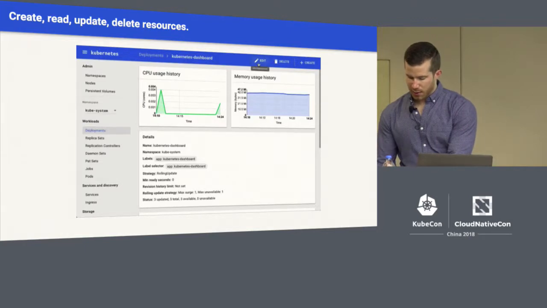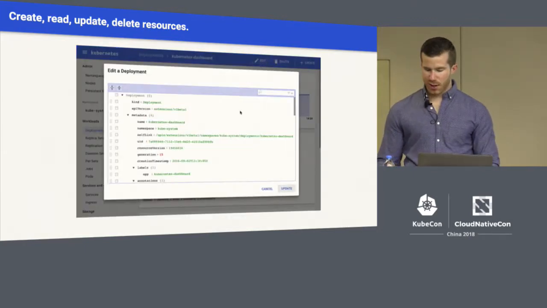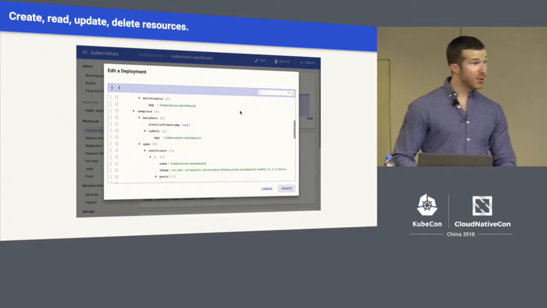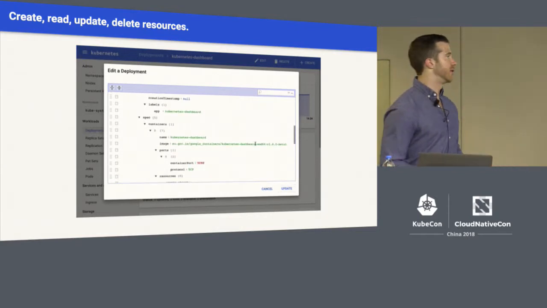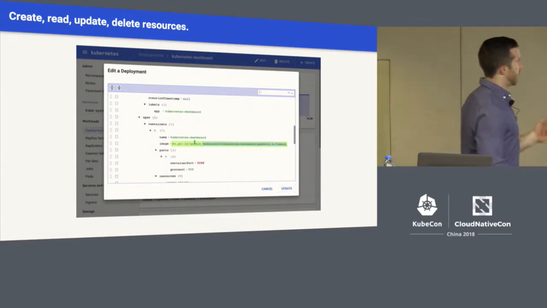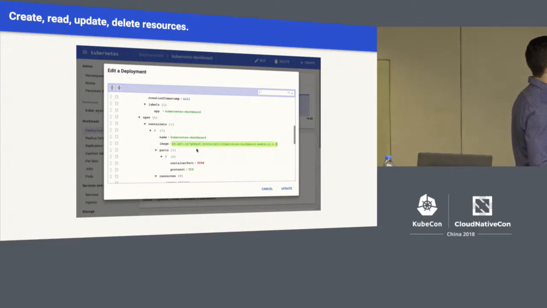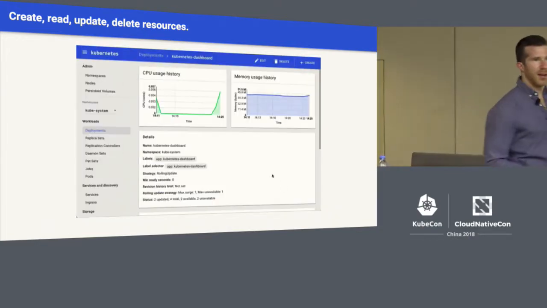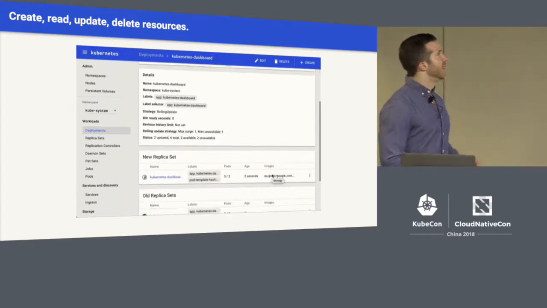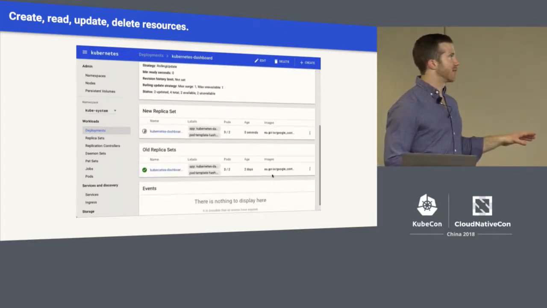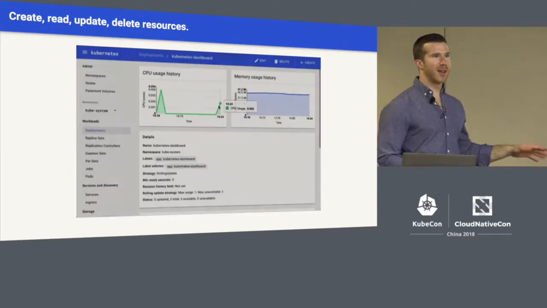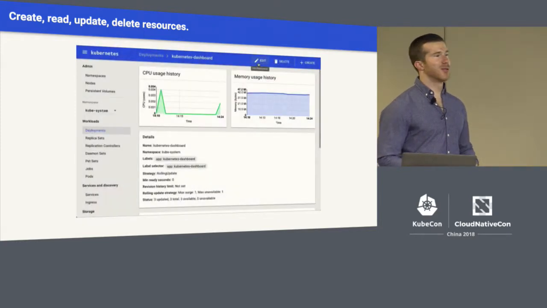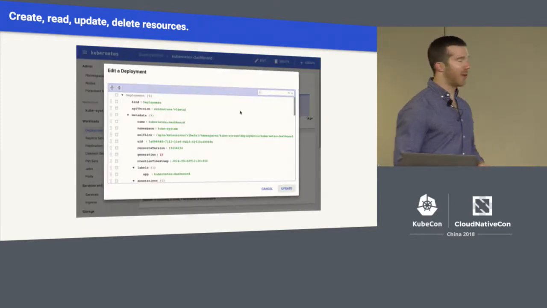And finally, it's also possible to create, read, update, and delete resources right from within the dashboard UI. So this shows editing a deployment. I can go in, change the YAML, and then update it. And you'll see another example of this in our demo later. This isn't a best practice for production, but as a way to test things or to learn about Kubernetes, it can be a powerful tool.